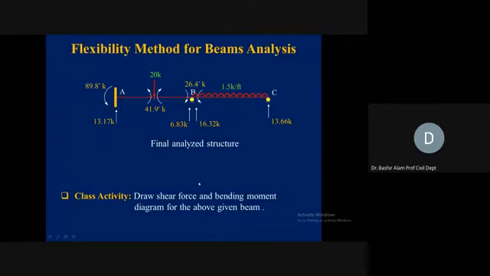Any question? Your class activity now, you need to now complete the shear force and bending moment diagram. इससे आप बना लें. Can you do it?